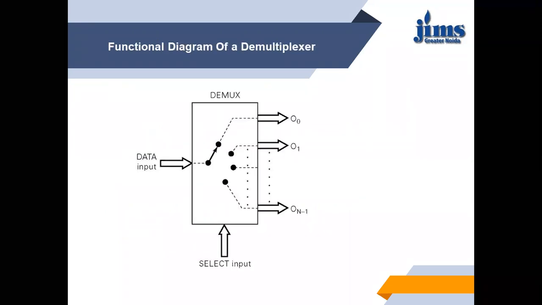Here we can see the functional diagram of a demultiplexer. It has a single input. Again, it will act as a switch, and depending upon the value of the select line, the input will be provided at a particular output. Which output is connected to the input depends upon the select line. So here you can see it is a switch. Whatever the value of the select line is, it selects at which output line the switch will be on.